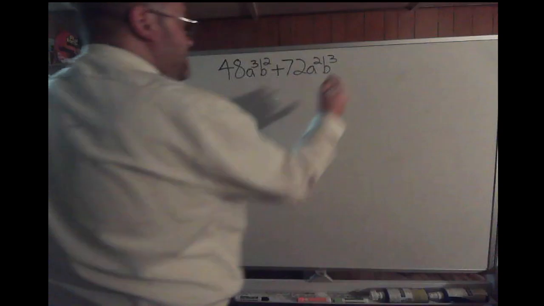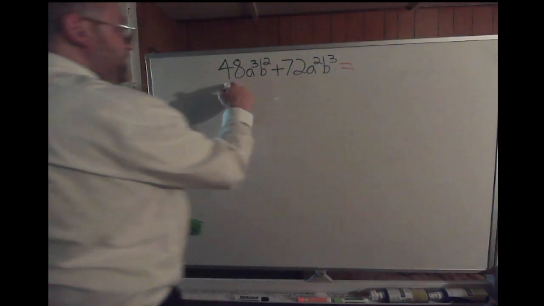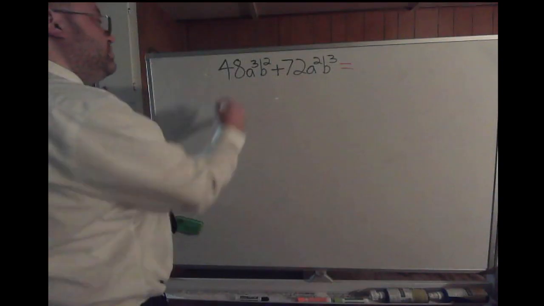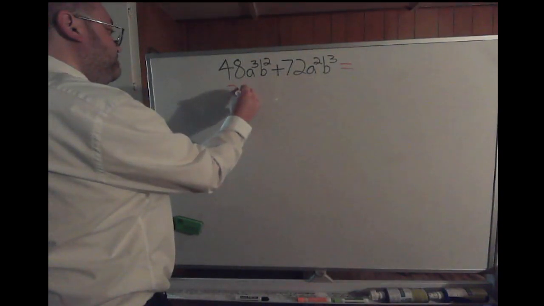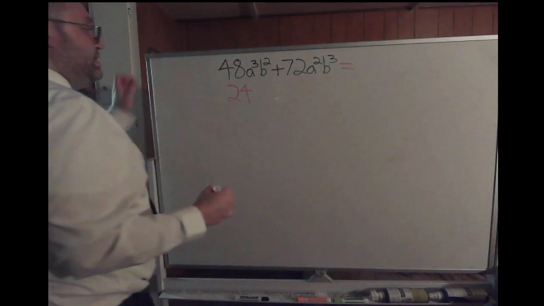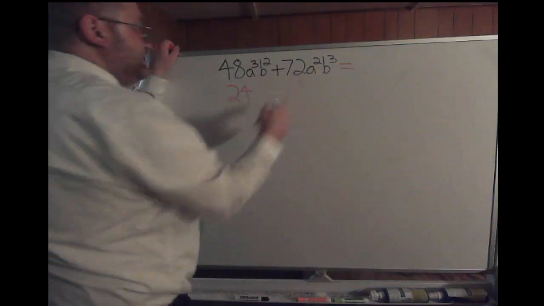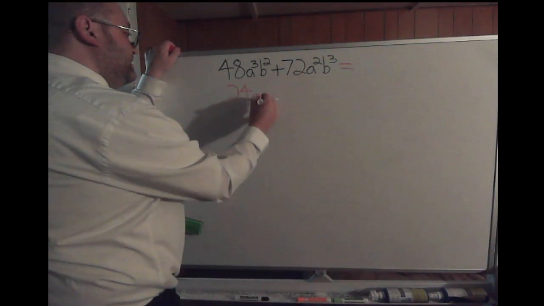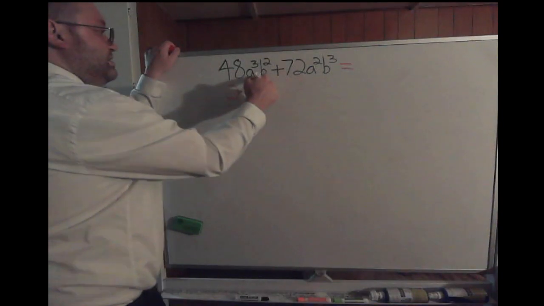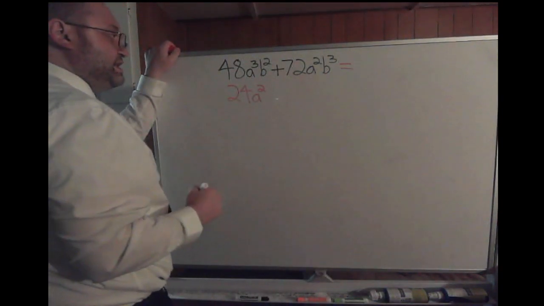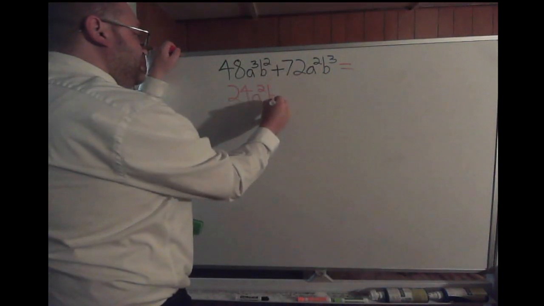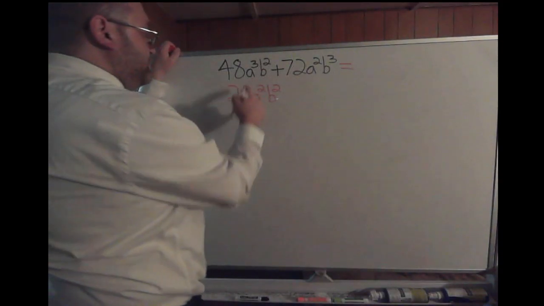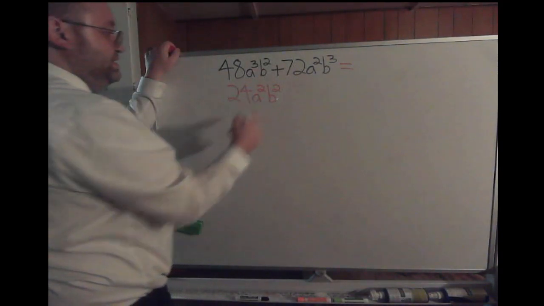Well, between 48 and 72, what's their greatest common factor? That'd be 24. Okay? Now between a to the third and a to the second, what's the greatest common factor? That'd definitely be a to the second. Between b to the second and b to the third, what's the greatest common factor? Definitely b to the second. So your greatest common factor of these two terms is 24a squared b squared.